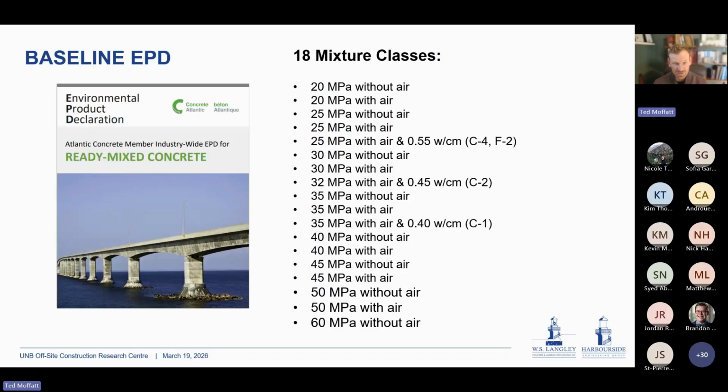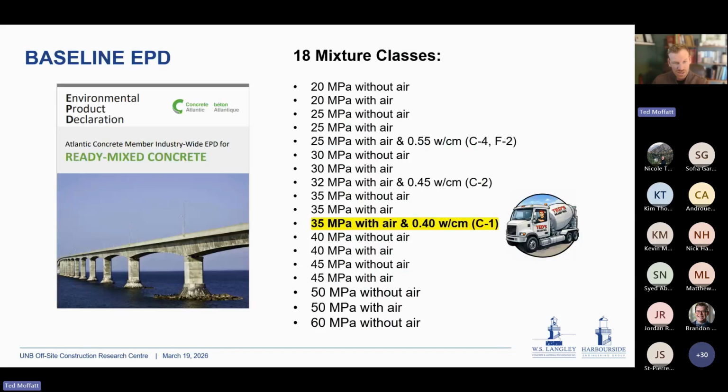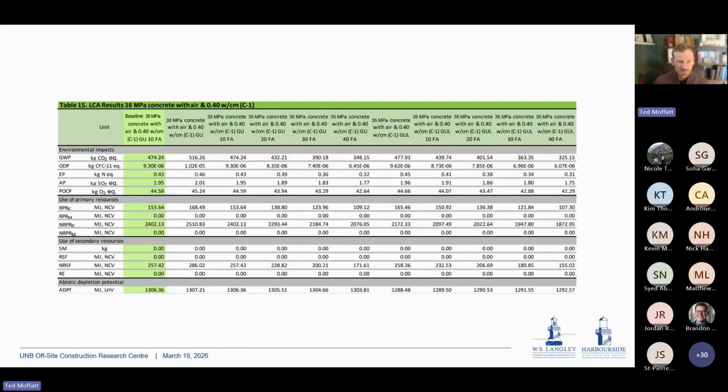From that, they developed a theoretical plan and a baseline value, so that if you're working on a job, a given mix must be less than that baseline value. One of the mixes, for example, is 35 MPa with air. It's essentially a C1 mix. If we look back at Ted's Ready Mix example, within this document there's a table. There are 18 different tables for these 18 different categories. And this is the table.